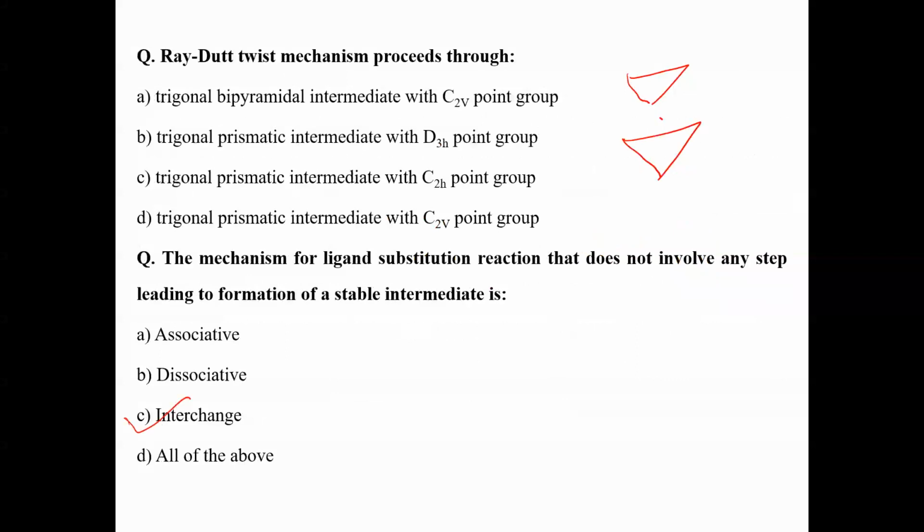So the ligand exchange mechanism is similar, but there will be no intermediate formation.